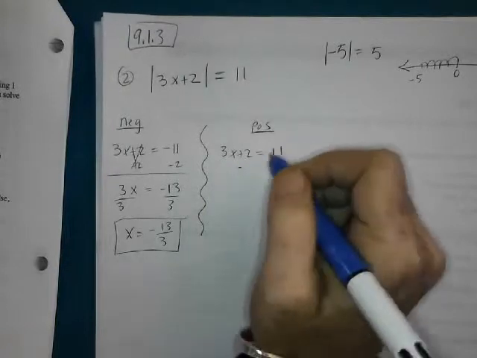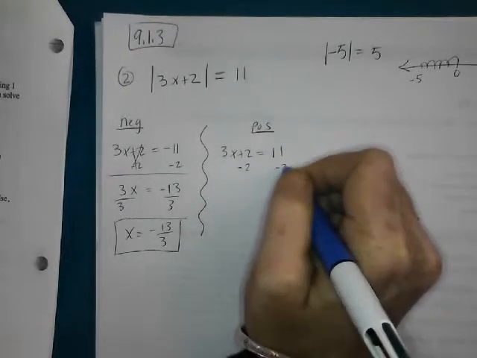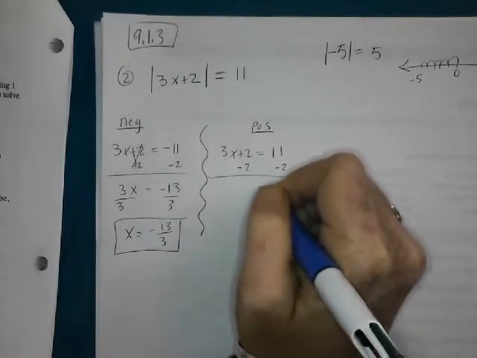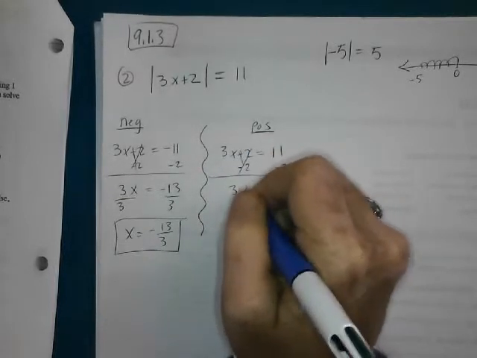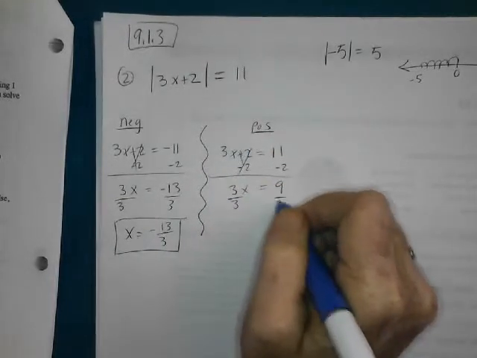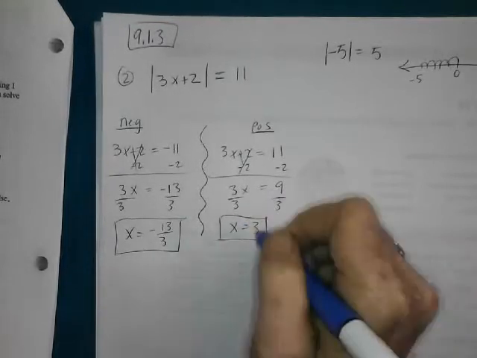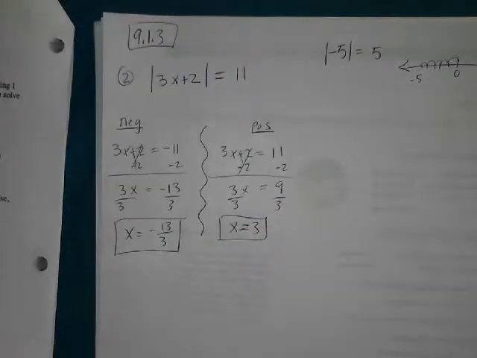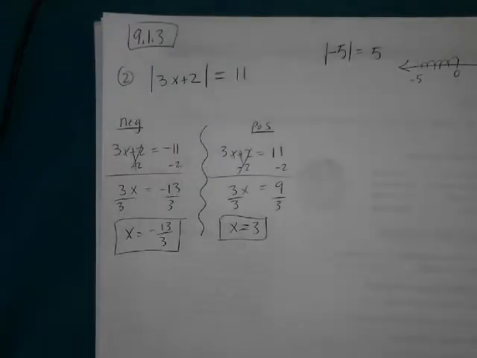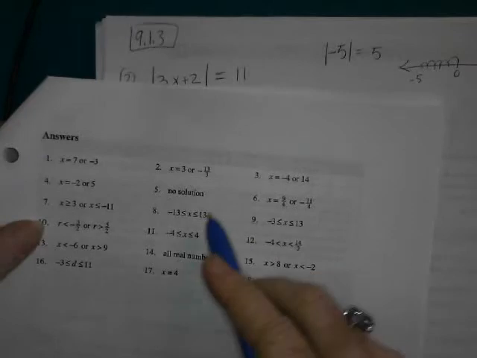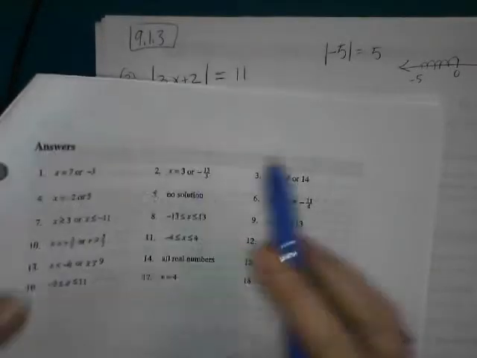Then subtract 2 on both sides, that gives me a 9. 3x equals 9, divide by 3, and x equals 3. So there are my two answers. You can go to the back of your packet and check them: x equals 3 or negative 13 thirds.